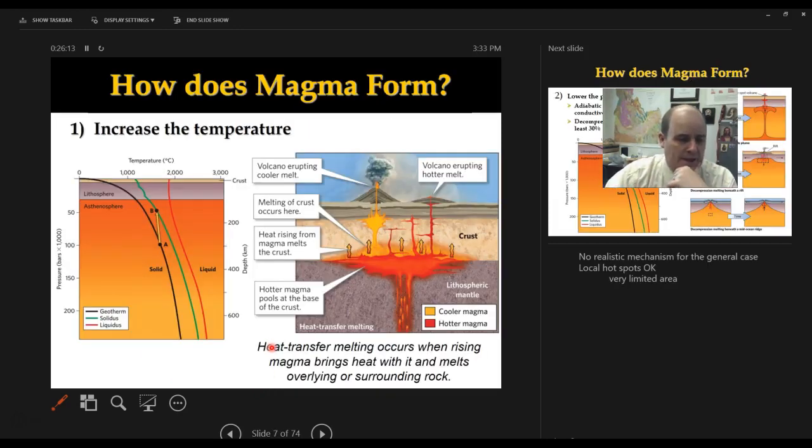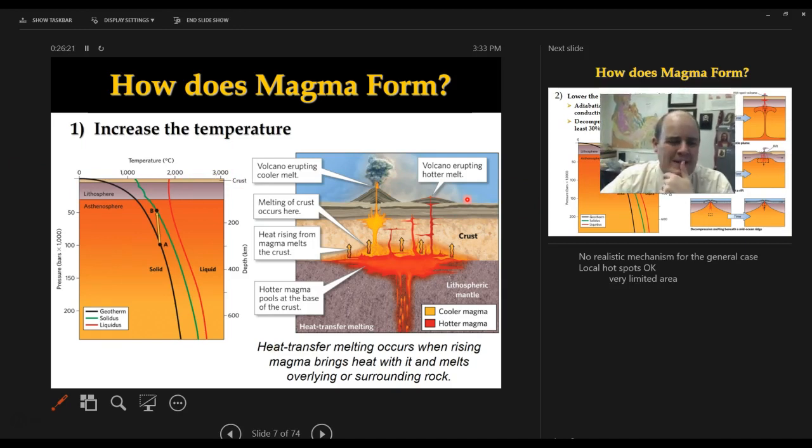Okay, so how does this magma form? We've already discussed this a little bit, but the increase in temperature happens all over the world, and there's no realistic mechanism for the general cause of this. There are some what we call hot spots and other things like that in our plate tectonics discussion. And we'll talk about plate tectonics more later, and how this interacts with that.